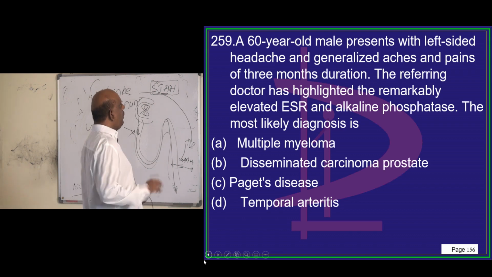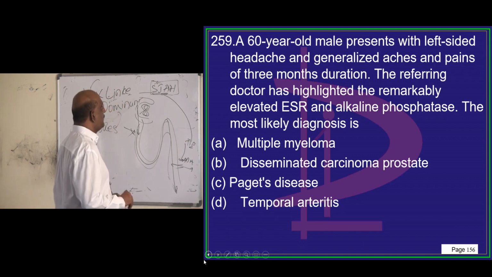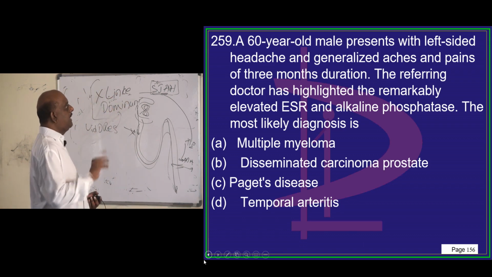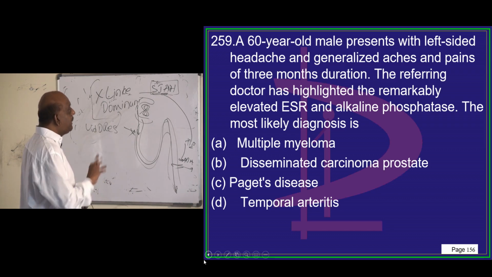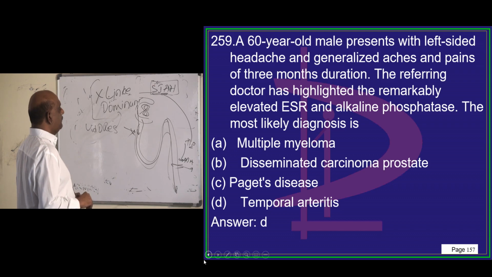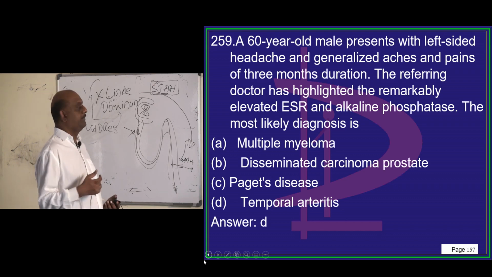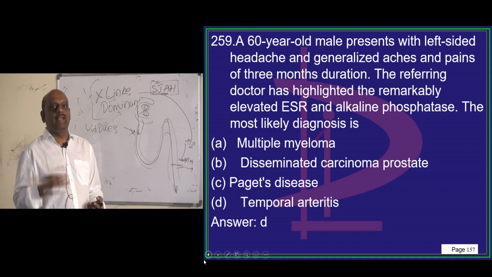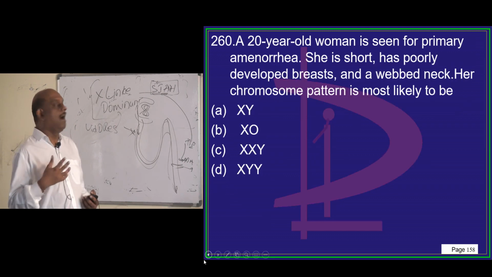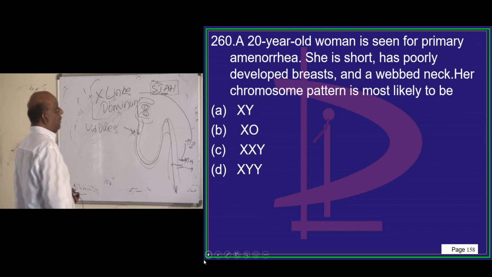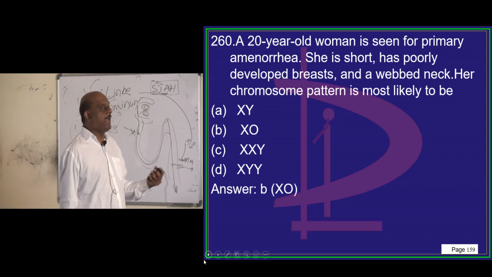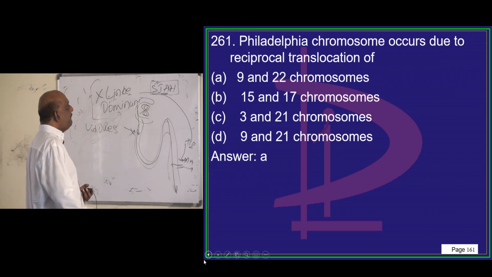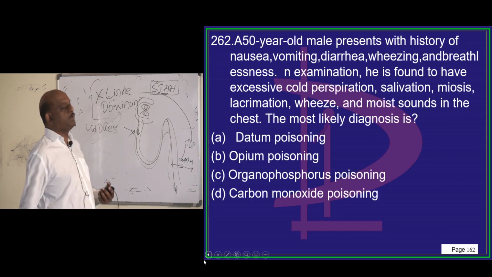A 60-year-old, left-sided headache, generalized aches and pains of 3 months duration. ESR is elevated, alkaline phosphatase is elevated. What is the most likely possibility? A high ESR with headache makes you think of temporal arteritis. Poorly developed breast, webbed neck, Turner syndrome. So it is XO. Philadelphia chromosome, 9 and 22 chromosomes.